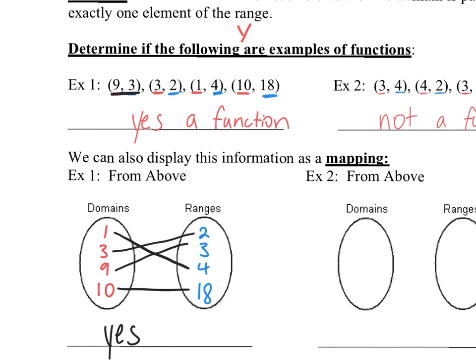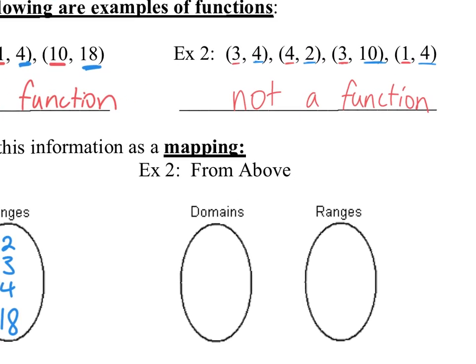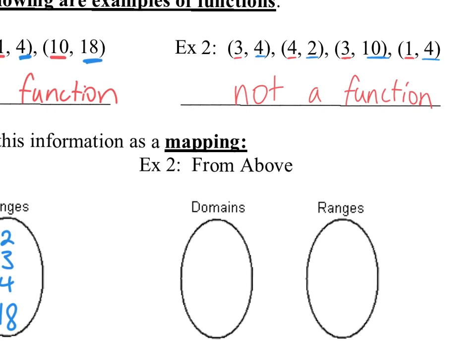And again, remember that if you have a number twice, you don't have to write it twice. You only have to write it once. Okay, so looking at my x's on number 2, put them in order. So I got 3, 4, 3, and 1. 1, 3, 4. Even though I have 2 3s, I don't need to write it twice. I just got to write it one time. And then for my ranges, I've got 4, 2, 10, and 4. 2, 4, 10.